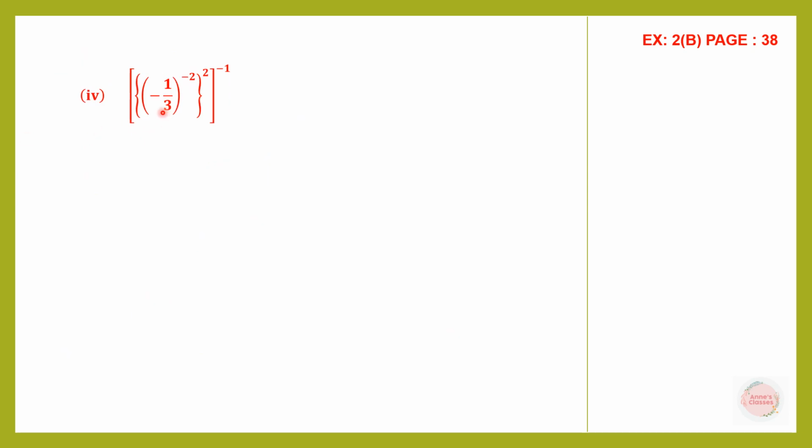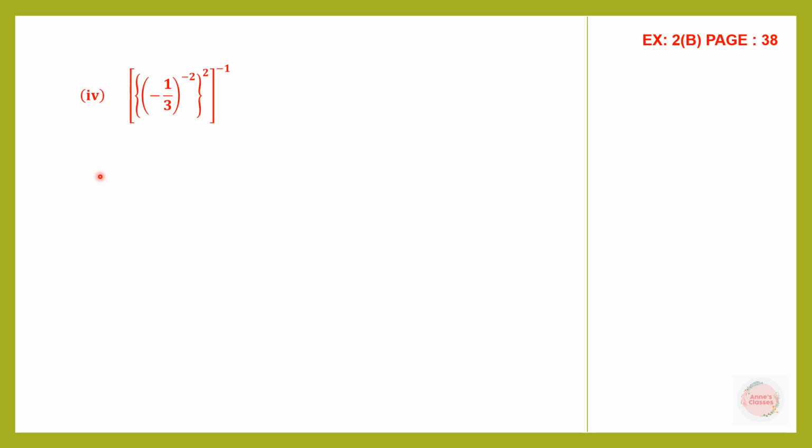Question 4. Here you can see minus 1 by 3 is raised to the power of minus 2, and that is raised to the power of 2, and that whole thing is raised to the power of minus 1. So you can see many powers here, isn't it? Whenever you have many powers like this, first work on the powers. When a power is raised again to another power, we can multiply by using the law of exponents. So here, minus 2 into 2 is what we can do.